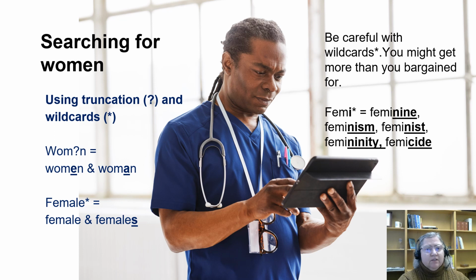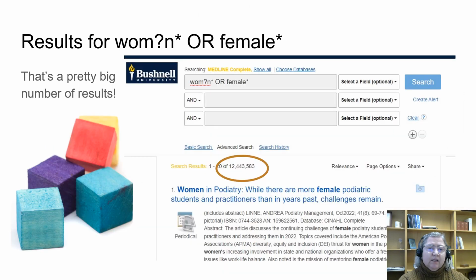Truncation and wildcards are defined in the database's help pages. If you need a reminder as you're searching in the future, just click on the help page and look for that. With this search, I'm looking for the terms women, woman, women's or woman's with or without an apostrophe. I got over 12 million hits with this search.